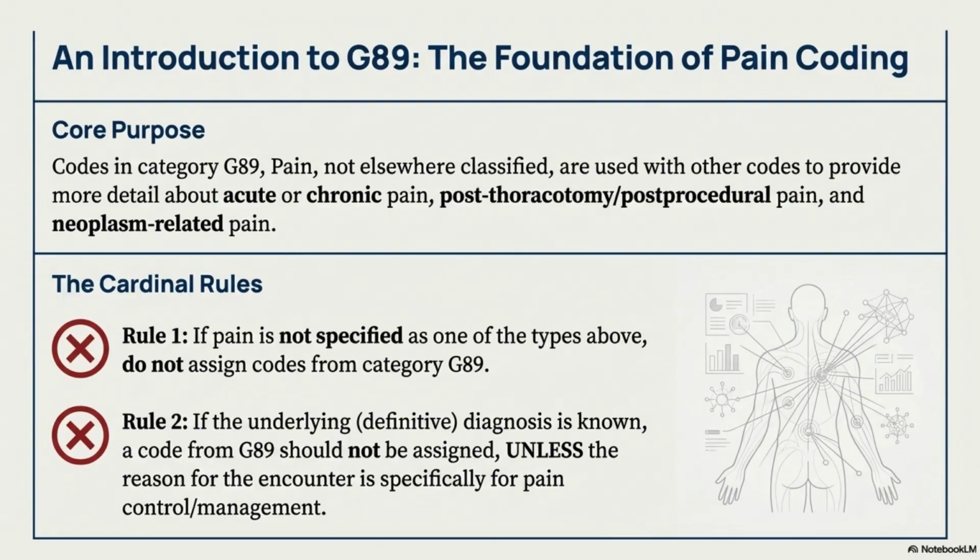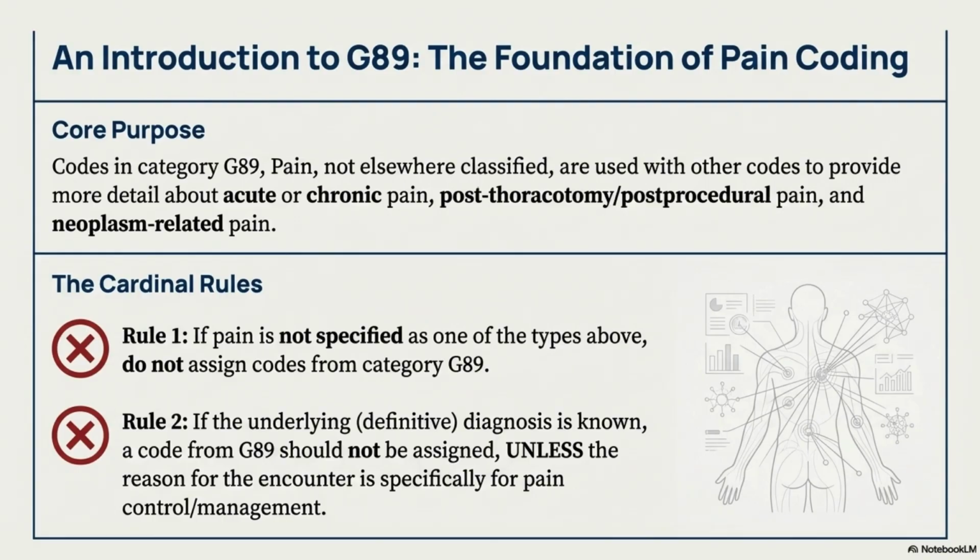But as medical coders, we never determine whether pain is acute or chronic. We code exactly as the provider documents. Because of that, there are strict rules about when G89 codes can and cannot be used. Let's break those down. Rule number 1: If the pain is not described as acute, chronic, post-procedural, post-thoracotomy, or neoplasm-related, do not assign a G89 code. Rule number 2: If the underlying cause of the pain is known, you generally do not assign a G89 code, unless the encounter is specifically for pain control or pain management.